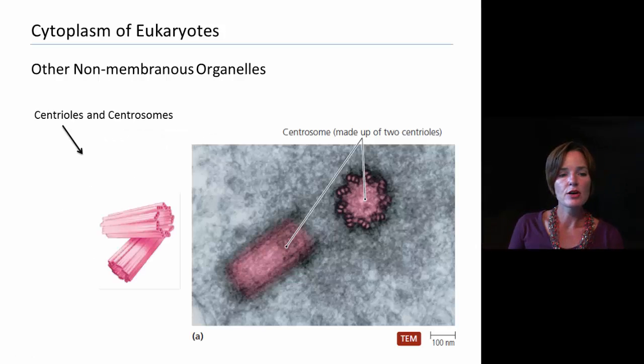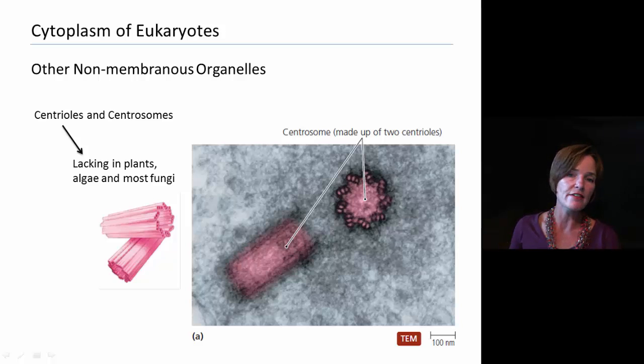Other things that we have: centrioles and centrosomes. Centrioles are going to be lacking in plants, algae, and most fungi, but this would definitely be something that we would have inside of animal cells and then also in some protist cells or protozoan cells.